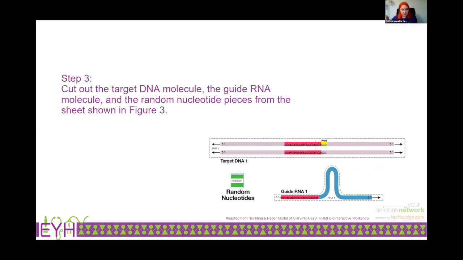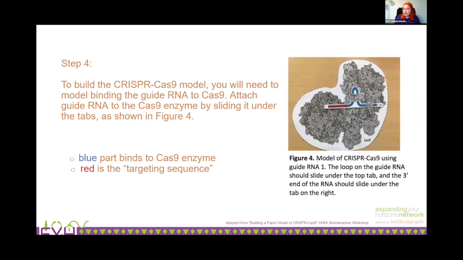And then we'll have all our materials, and then we can assemble our model. Okay, so the first thing that we're going to do is assemble the CRISPR-Cas9 complex. We're going to take our CRISPR-Cas9 protein, and we're going to take our guide RNA, this little hairpin looking structure. And we're going to link up the guide RNA to the CRISPR-Cas9 protein.